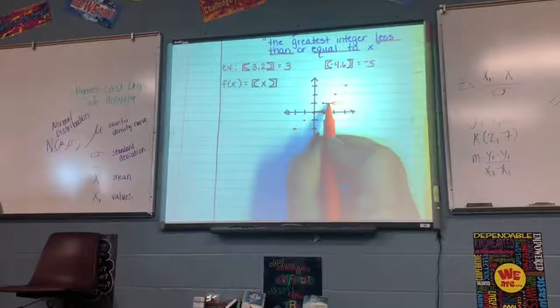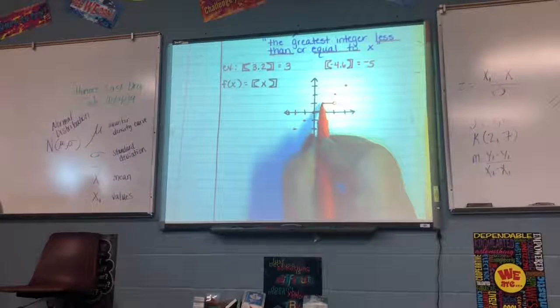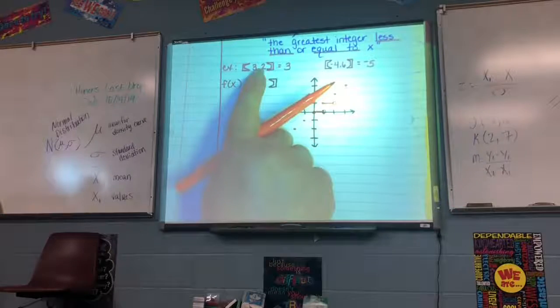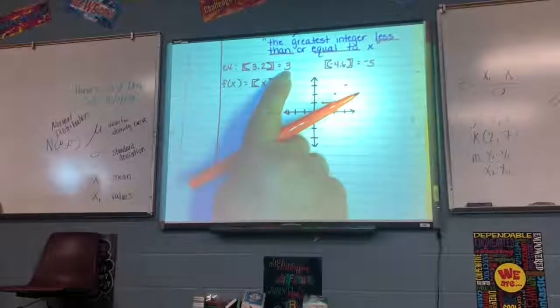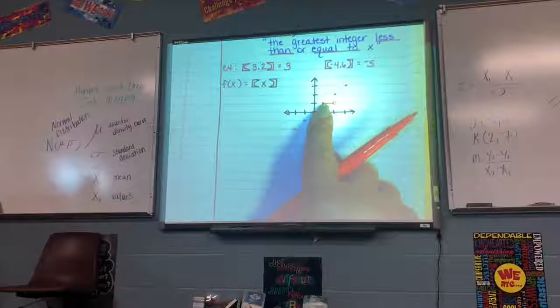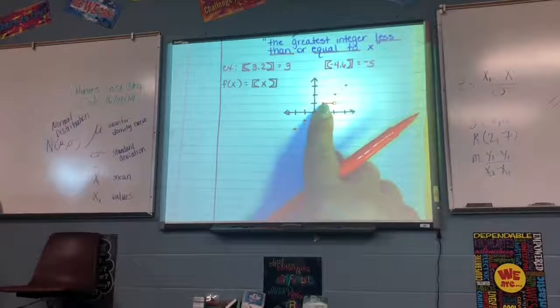Because 1.5, the closest one that would be less than it would be 1. That's what this says: greatest integer less than. So 3.2 went back to 3, right? So 1.5 would go back to 1. Do you agree? If it was 3.6, would it still go to 3? Yeah. If it was 3.99999, it would still go back to 3.